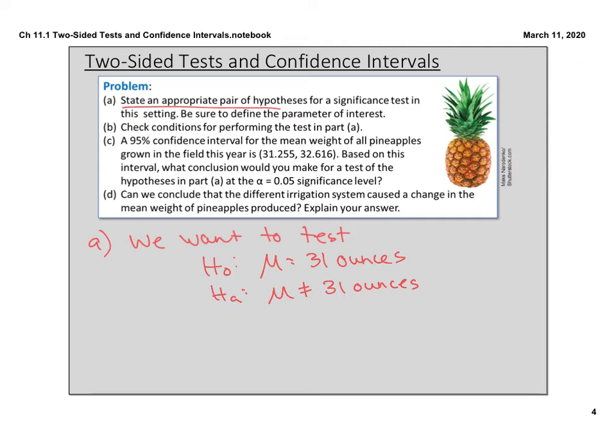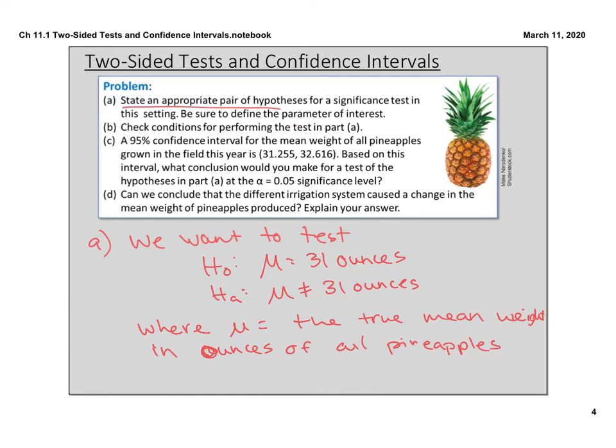That's it. Don't forget to state your parameter, where mu is the true mean weight in ounces of all pineapples grown in the field that year. So this is just simply the state step.